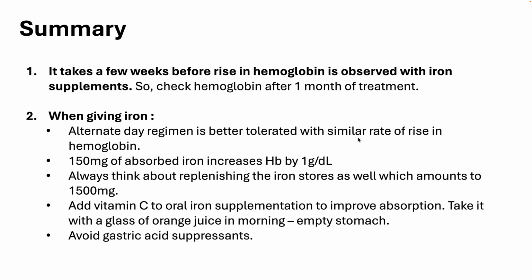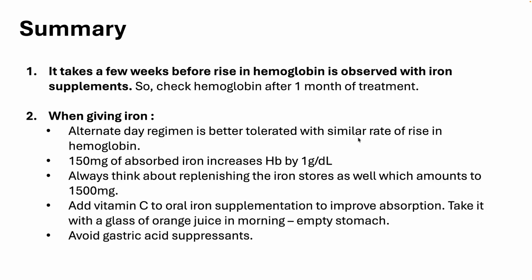To summarize, it takes a few weeks before a rise in hemoglobin is observed with iron supplementation, so only check hemoglobin after a month of treatment. When giving iron, alternate day regimen is better tolerated with similar rate of rise in hemoglobin. 150 milligrams of absorbed iron increases hemoglobin by about 1 gram per dL, and always consider replenishing the iron stores, which amounts to about 1500 milligrams.